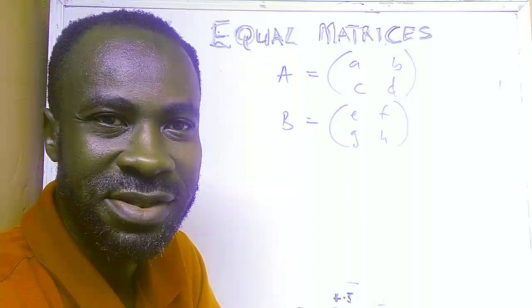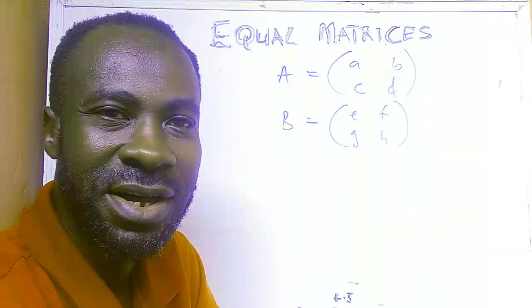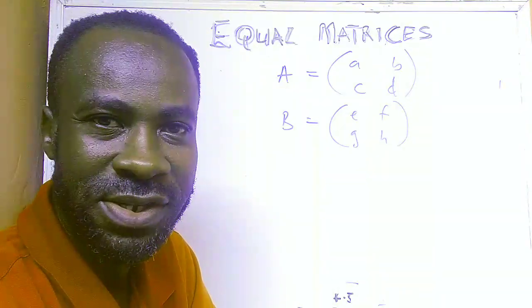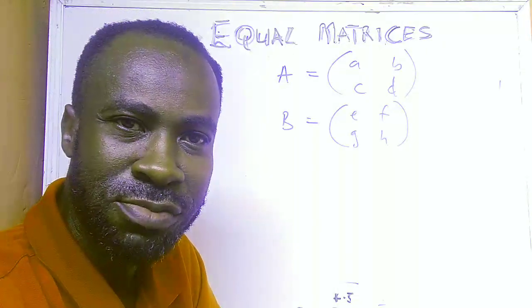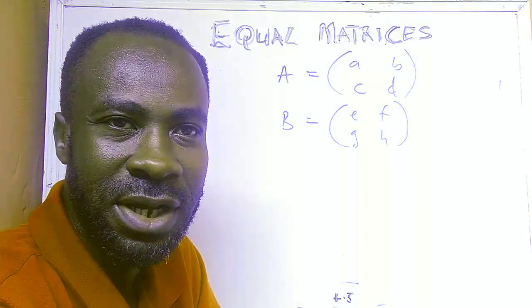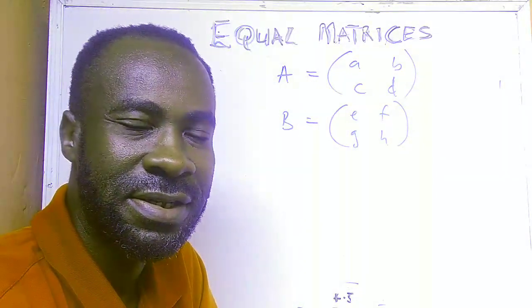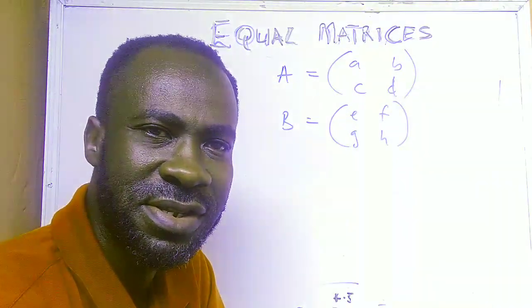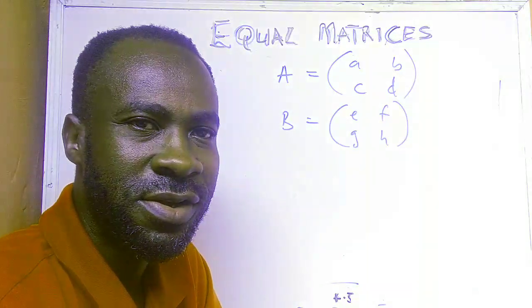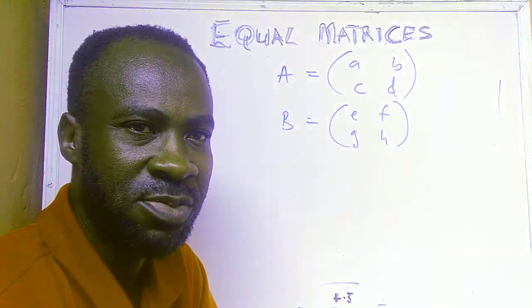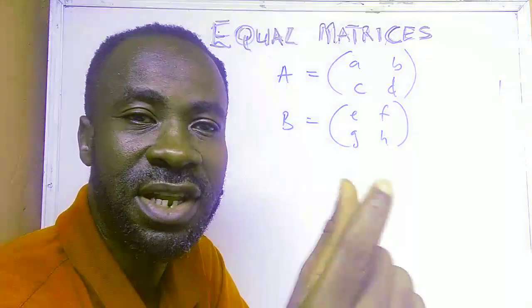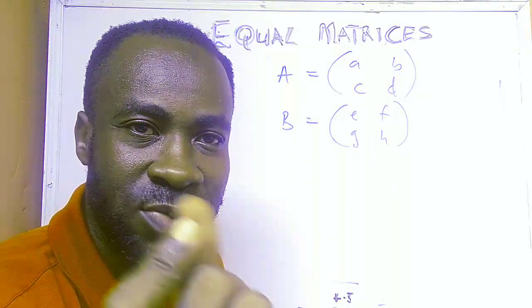Today we'll be looking at equal matrices. Now, the question we should ask ourselves is, when are two matrices said to be equal? Two matrices are said to be equal whenever their corresponding elements are equal. So what does that mean? When I say corresponding elements, it simply means those elements that are in the same positions are equal.